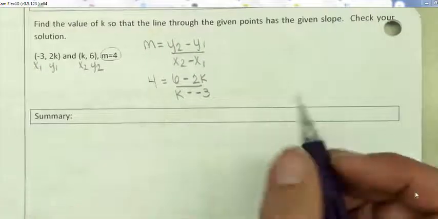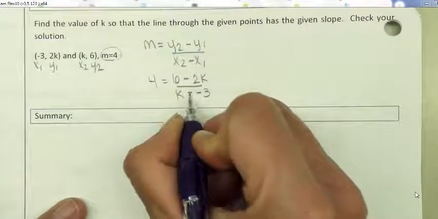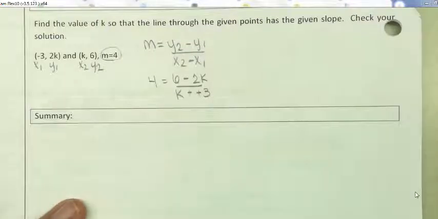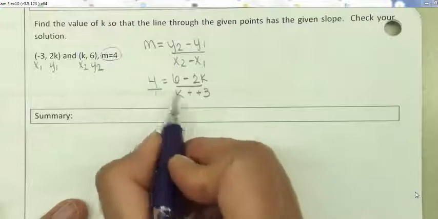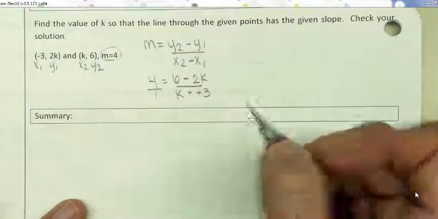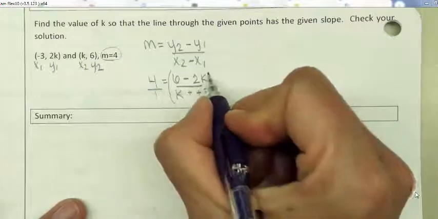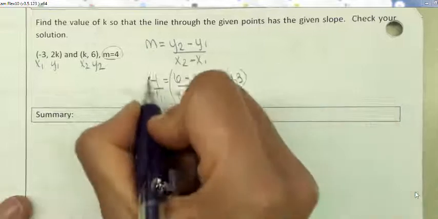Okay, I'm going to go into our summary a little bit here. That's not a big deal. I'm just going to think about this as k plus 3. I'm going to think of this as like 4 over 1. So basically I can cross multiply, or you can multiply both sides by k plus 3. Why don't I do that? Because last time I cross multiplied. So both sides get multiplied by the quantity k plus 3.